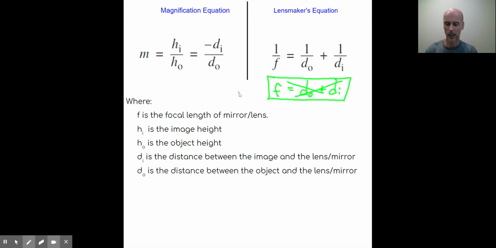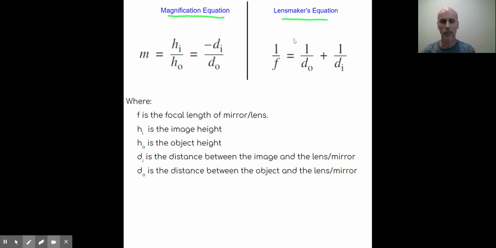So this is, in the end, the magnification equation and the Lensmakers equation. And these are really the two equations that govern curved lenses and curved mirrors, and you'll see that we use either one or both of these to start to quantify information about the relationship between the image and the object being produced.